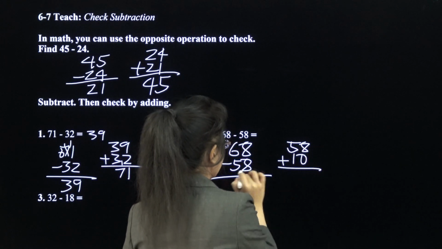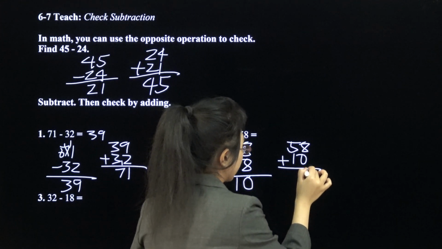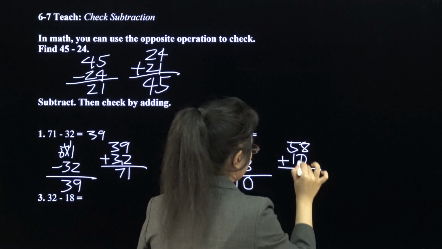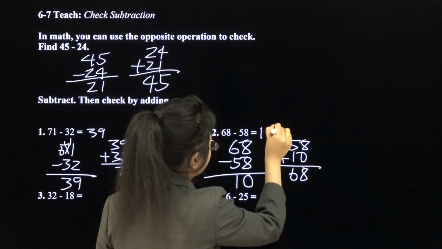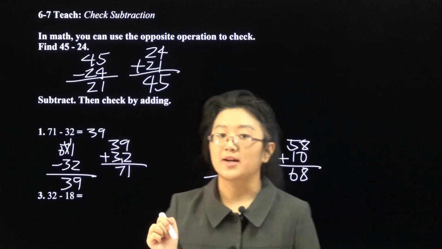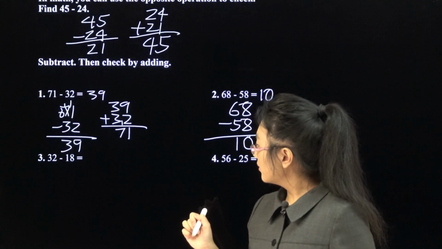This should equal 68. And 8 plus 0 is 8, 5 plus 1 is 6. It is! So our answer is, in fact, 10. Moving on.